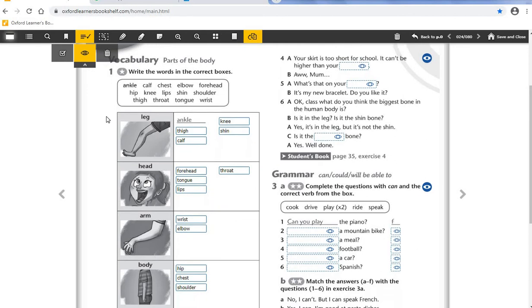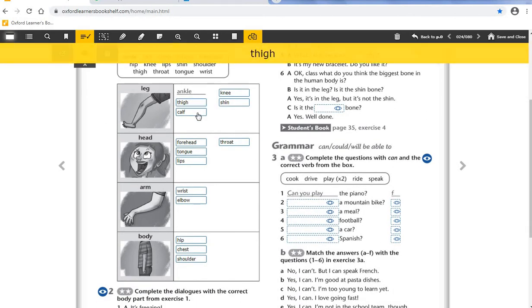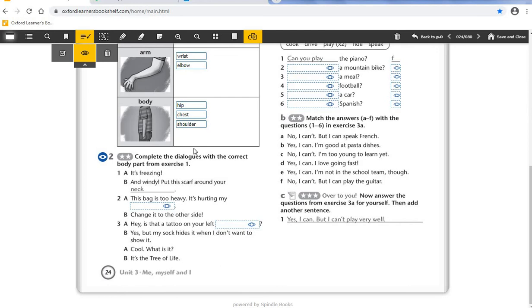For the leg part, what are there? There is ankle, thigh, calf, knee and shin. For the head, forehead, tongue, lips, throat. And for arm, wrist and elbow. For the body, hip, chest and shoulder. Now exercise 2, we complete the dialogues with the correct body parts from exercise 1.